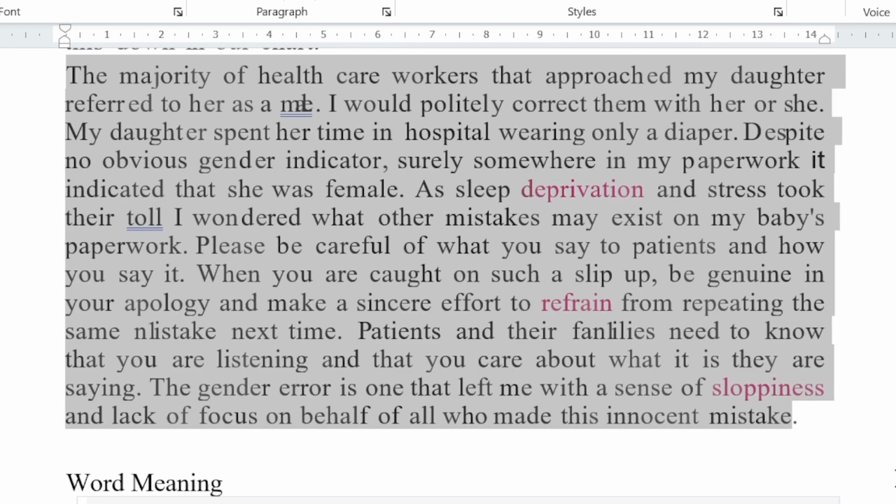So overall the paragraph shows that the speaker's daughter was referred to using the wrong pronoun by healthcare workers while she was in the hospital. The speaker wondered if other mistakes existed on her baby's paperwork. This mistake made the speaker feel like the healthcare workers were careless and not paying attention. It is important for healthcare workers to be careful with what they say to patients and their families. This mistake about gender made the speaker feel like the healthcare workers were sloppy and not paying attention.